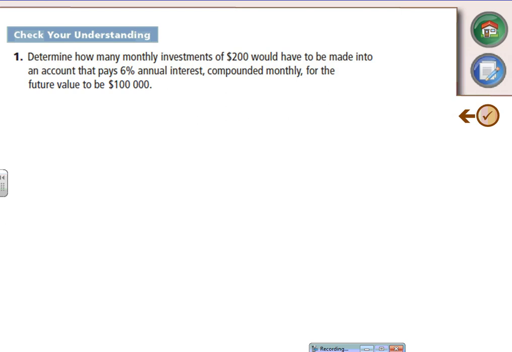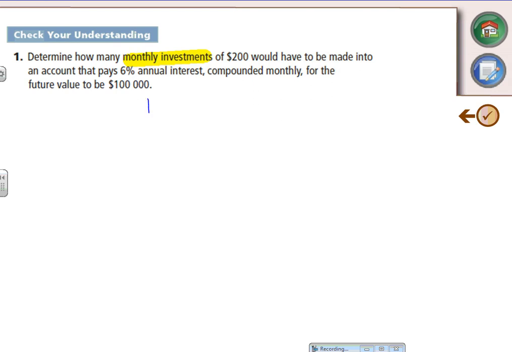All right, let's use that new formula that you just saw. Determine how many monthly investments of $200 you would have to make into an account that pays 6% annual interest compounded monthly if you want $100,000 at the end. Really good type of question for you to budget your money and plan for your future. What do you want to get for an amount of money? What can you afford to put in? How long is it going to take you to get there?